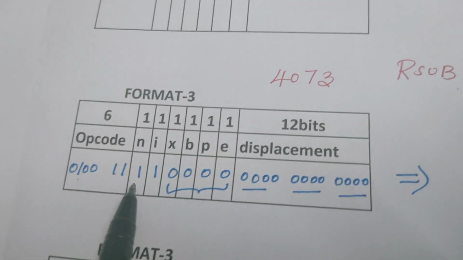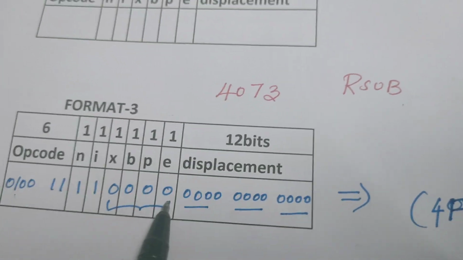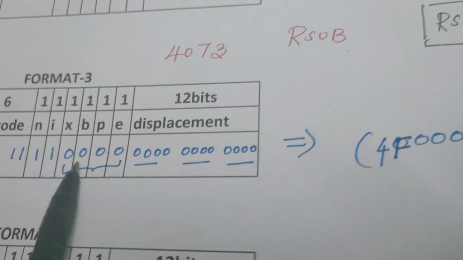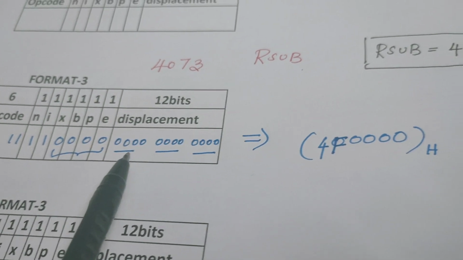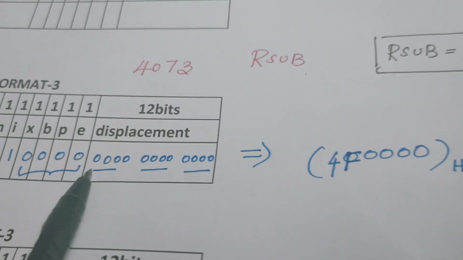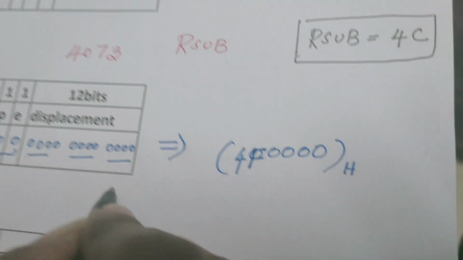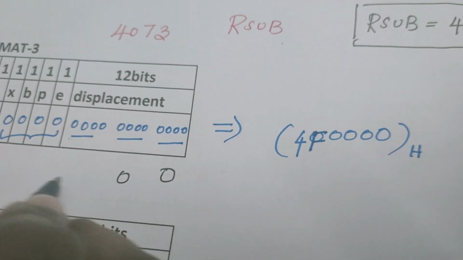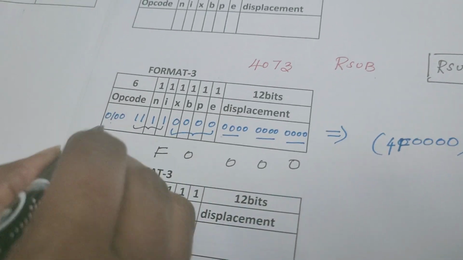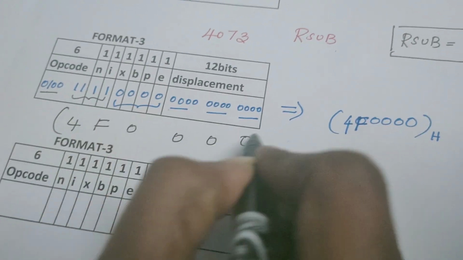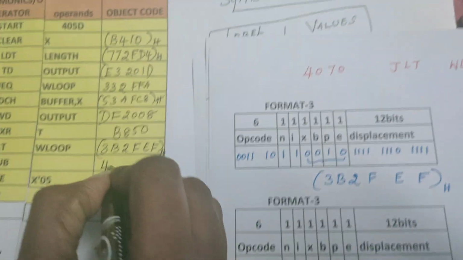It is neither indirect nor immediate. It is not indexed addressing mode. E is also 0. It cannot be PC relative, nor can it be base relative. So accordingly, these values are set to 0. And there is no operand here. So the entire displacement field also is set to 0. When I translate this into object code, the value we are getting is 0, 0, 0, 0. These 4 ones put together is F and this is 4. 4F0000. This is the hexadecimal equivalent.